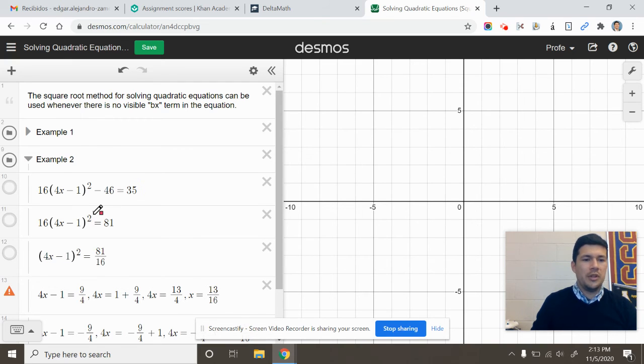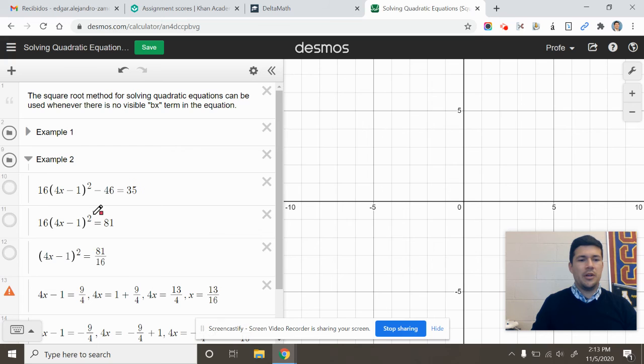I am going to start by using the inverse of minus 46. I'm going to add 46 to both sides, which gives me 81 on the right side. I will proceed by dividing by 16, so I've got 81 sixteenths. Then I will take the positive and negative square root of both sides. That gives me 4x minus 1 equals 9 fourths, because I take the square root of 81 and the square root of 16. And also 4x minus 1 equals negative 9 fourths.